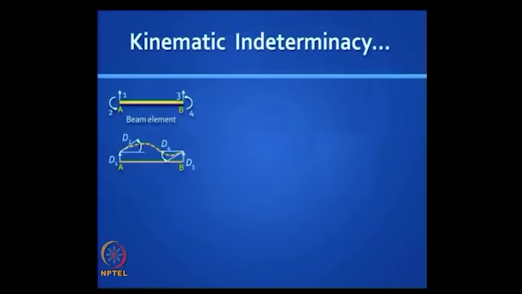Let us shift from the truss to a beam element. So I am isolating a beam element AB, and you can see clearly that at the joints there are 4 movements possible, and they are independent. D1 refers to a vertical translation at A, D2 refers to a slope, a rotation at the same location A, D3 refers to a vertical translation at B, and D4 refers to a rotation at B.